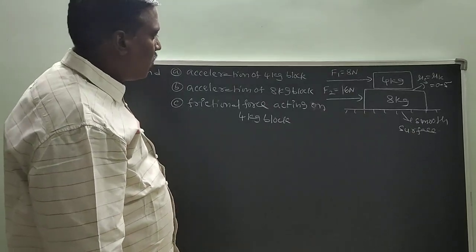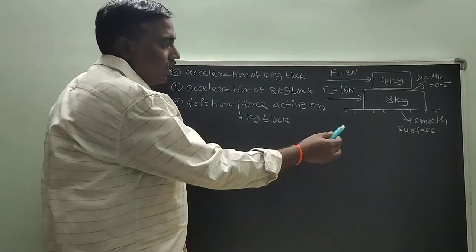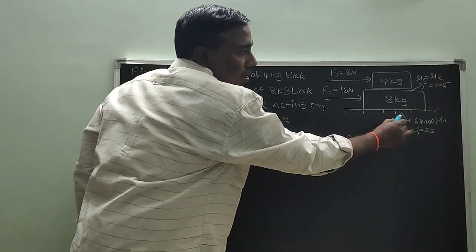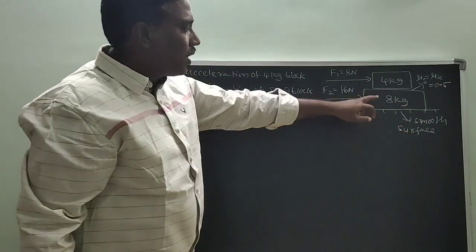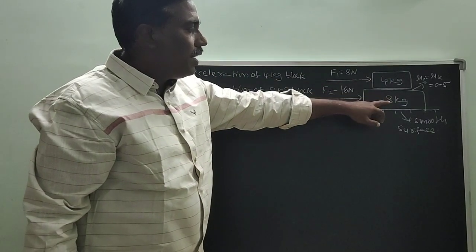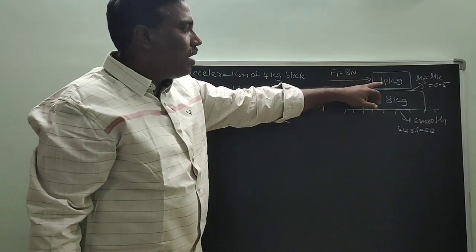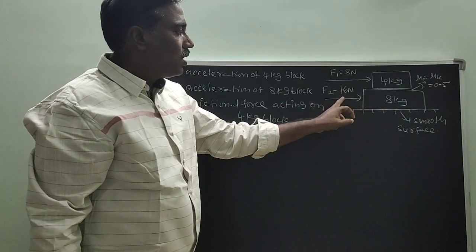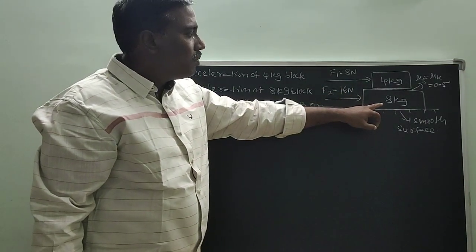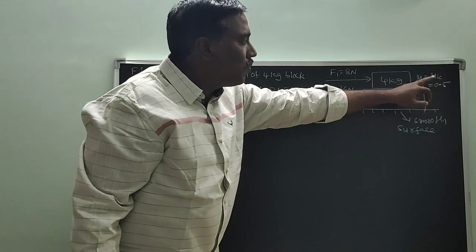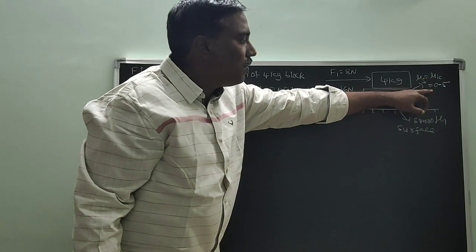Now a small problem in friction. Here an 8 kg block is placed on a smooth horizontal surface. A 4 kg block is placed on the 8 kg block. Two forces are applied: 8 Newton on the 4 kg block, and 16 Newton on the 8 kg block. The coefficients of static friction and kinetic friction are both the same, equal to 0.5.